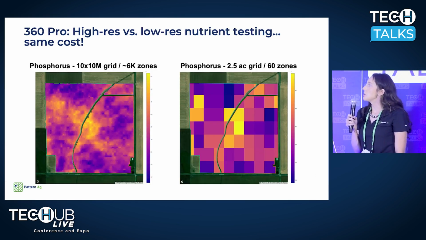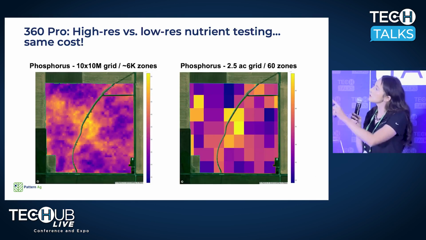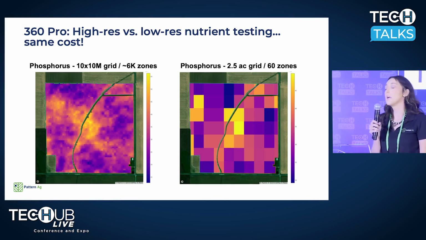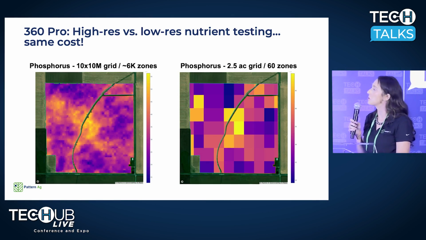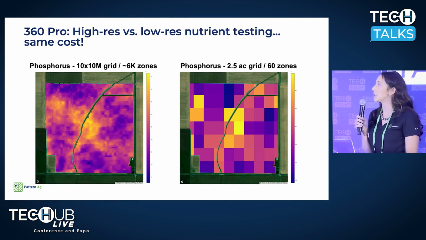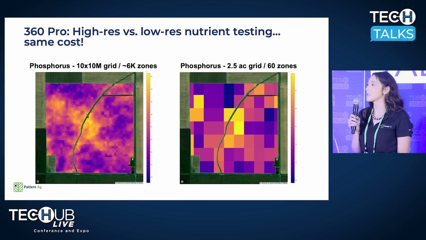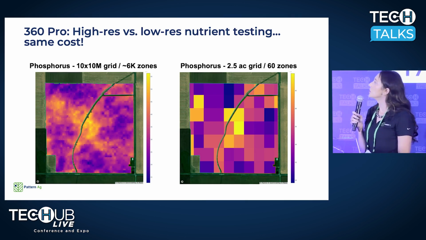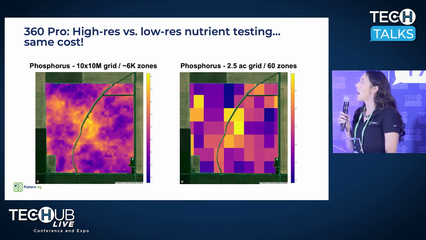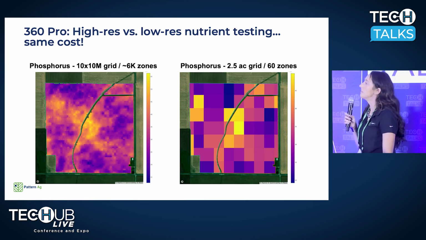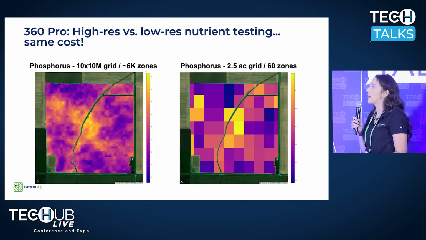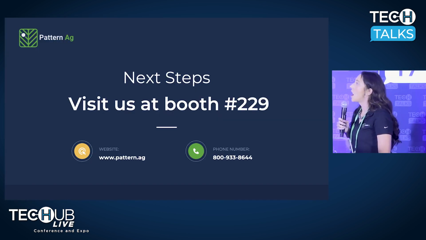And then with the 360 Pro, you have the high resolution map versus the low resolution map at the same cost, which is about the cost of a bushel of soybeans. So which map would you rather have? Would you rather have that 10 by 10 meter grid that gives about 6,000 zones per acre? Or do you want that 2.5 acre grid where you're only getting 60 zones? It's just an advancement of technology that we have been able to provide to you to get a better, more accurate understanding.